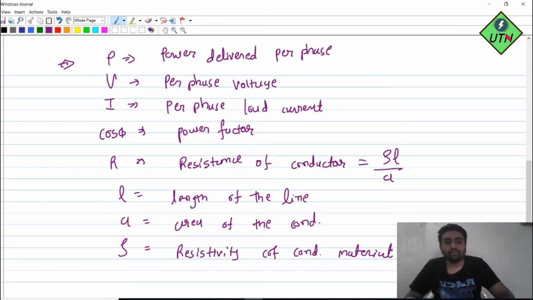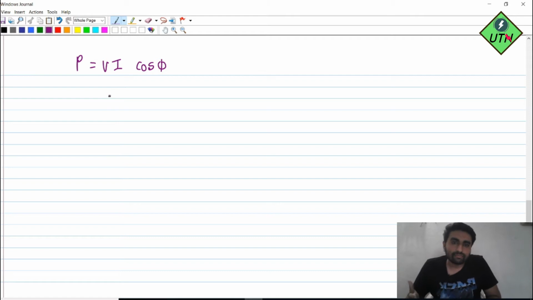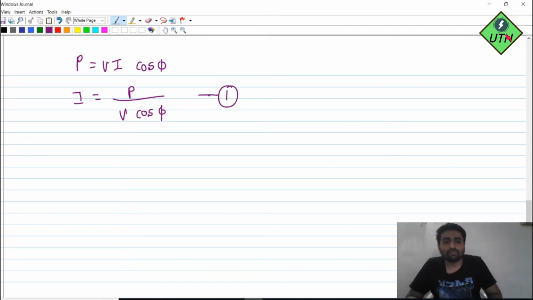Now we need to see the power that is delivered. We can give the equation: the power delivered, P, is equal to V I cos phi. This is basically active power; we are talking about active power only. So from this equation we can say that the current flowing through the transmission line is I equals P divided by V cos phi. We will call this equation number 1.